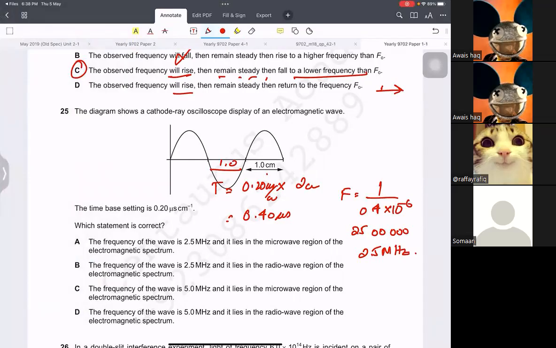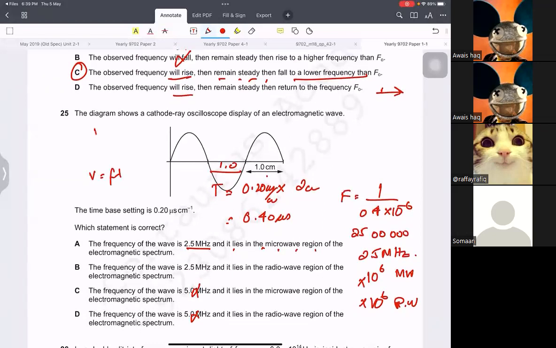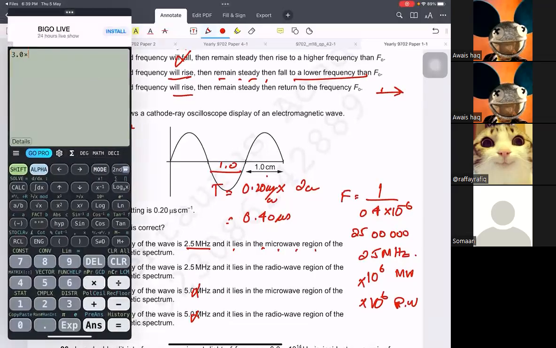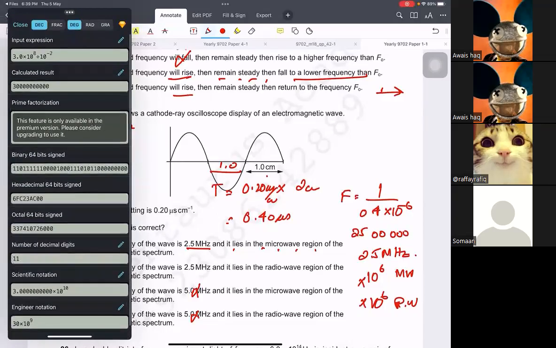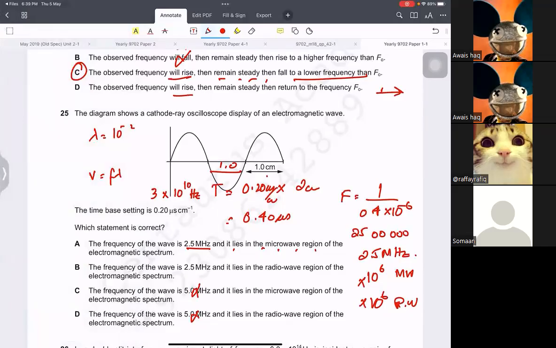Okay, so naturally this and this is wrong. The frequency is this, and it lies in the microwave region? Microwave region frequency is 10 raised to power 6, or the other one is radio wave. So we need to actually check using v equals f lambda. Microwave wavelength is generally 10 raised to minus 2, right? So 3.0 times 10 raised to 8 divided by 10 raised to power minus 2 gives 3 into 10 raised to power 10 hertz. So that means it has to be radio wave because it is much lower.